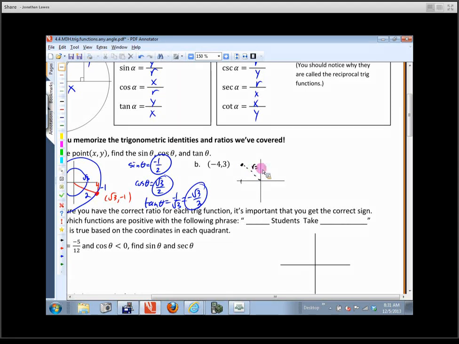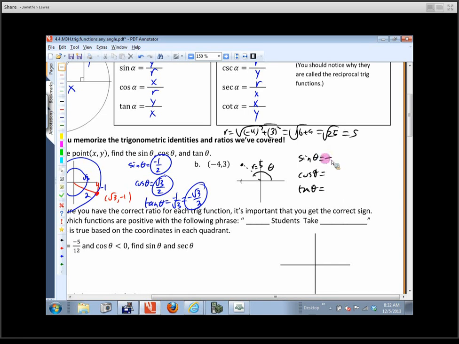What would the radius be? It would be 5. Because if you take that, square -4, square 3, this would be 16 plus 9, so this would be the square root of 25. So we get 5 for the radius. So I want, again, here's the angle from standard position. Here's theta. So we want the sine of theta, we want the cosine of theta, and we want the tangent of theta.